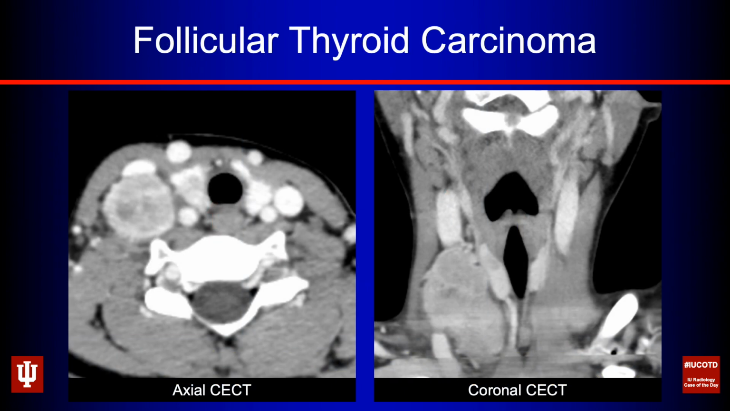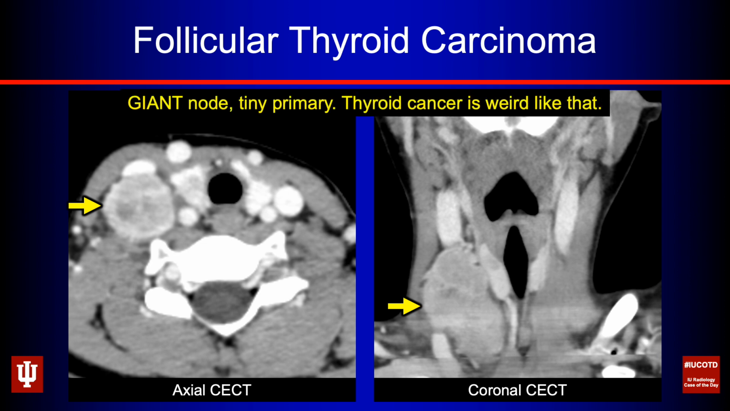Here's just one example of a follicular thyroid carcinoma. Again, it's another subset of differentiated thyroid carcinoma. This I'm showing you just to drive home the point that sometimes the primary tumor is quite small and relatively benign looking. Just a small little nodule on the right side, giant nodal conglomerate on the right as well. Sort of has a similar appearance, though, to the primary tumor. But big nodes, tiny primary.